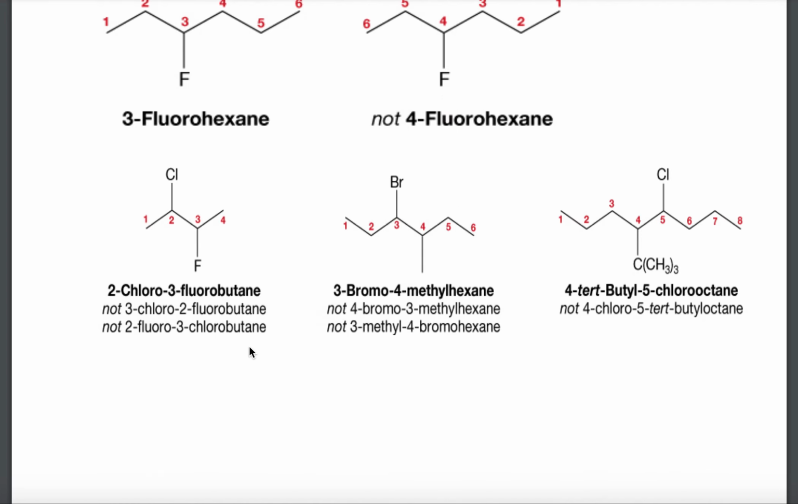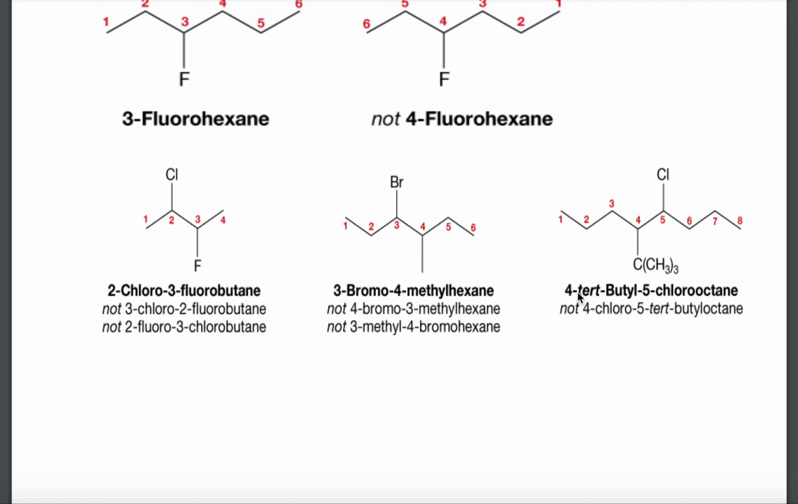Okay. Now we got more for you. If you have two different branches, you alphabetize them. Okay. Now 1, 2. So you got 2 chloro. Chloro starts with the C. It goes before the F. Fluoro. 3 fluoro. Butane. You got 1, 2, 3, 4, 5, 6. You got methyl versus bromo. So bromos go first. B, 3 bromo, 4 methyl hexane. B goes before M.